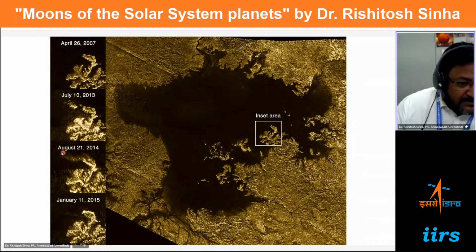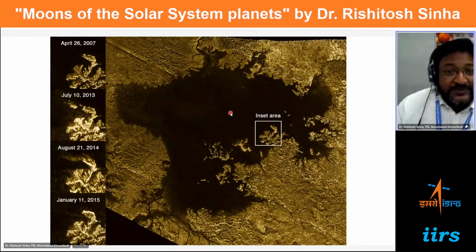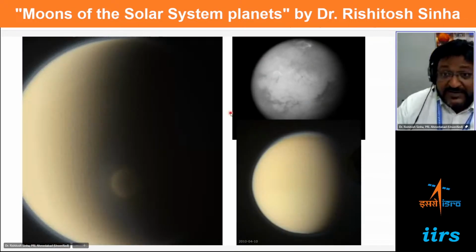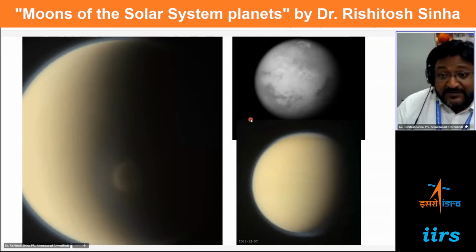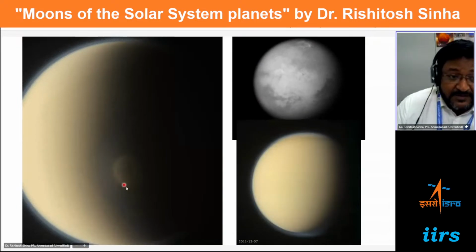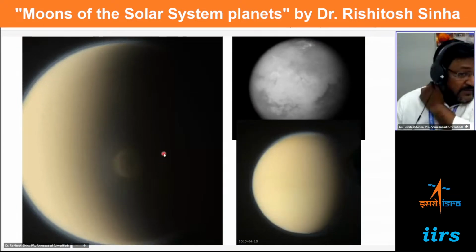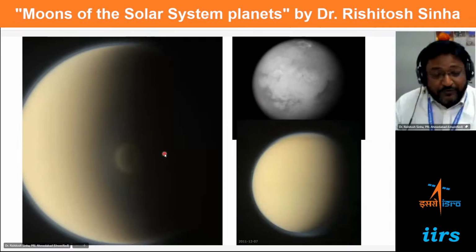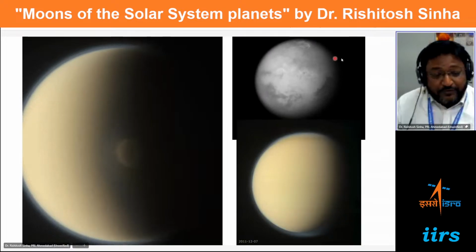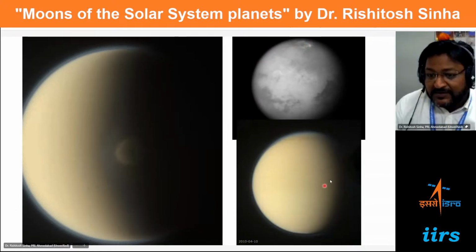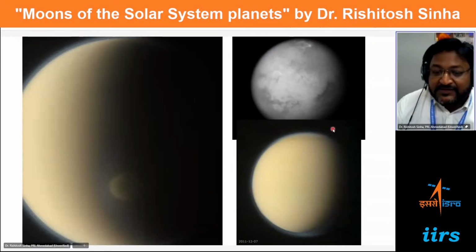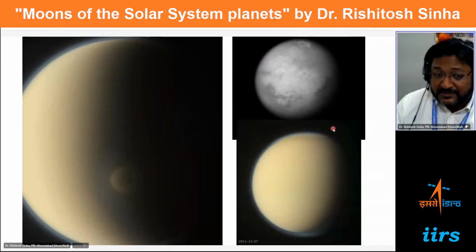You can see materials flowing away from this particular feature, and then again it is intact. Such changes have also been observed on the surface of Titan. So it is very important to see why these features are actually happening. And then some more observations, where the presence of vortices as well as clouds have also been observed. So all these phenomena have been observed with respect to exploring Titan.